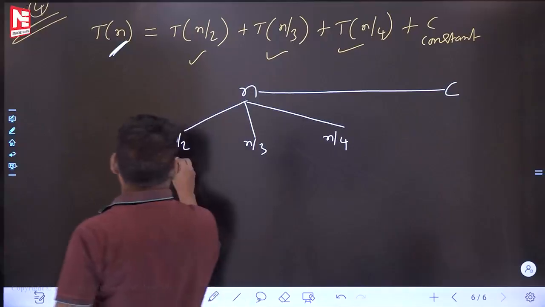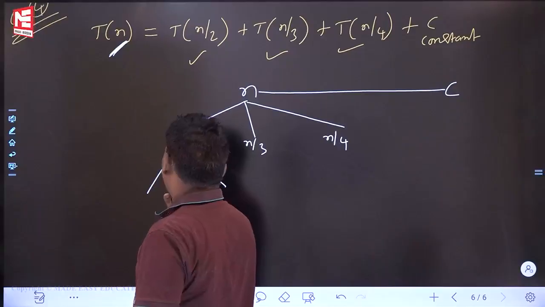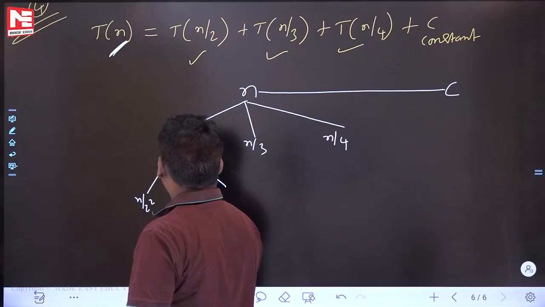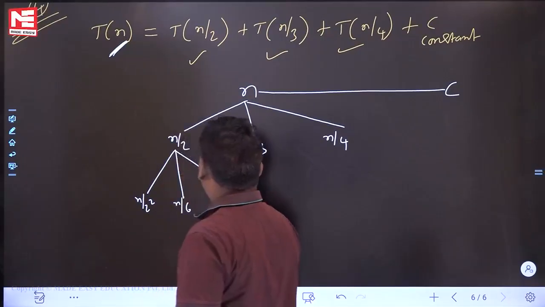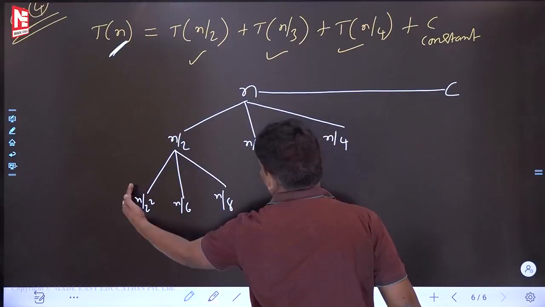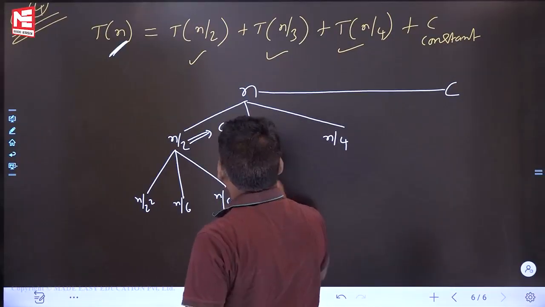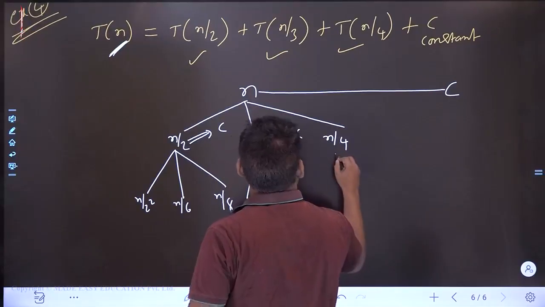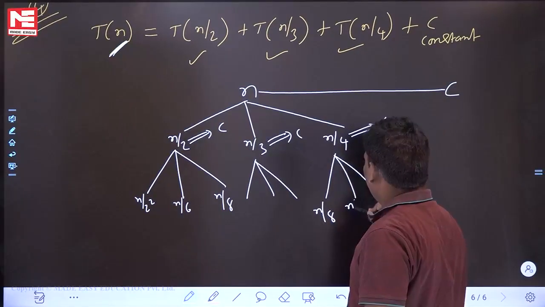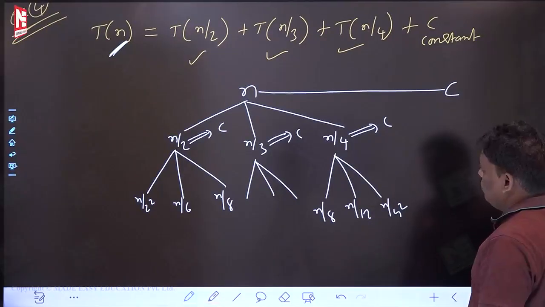Next one, this also again has 3 parts. What is the answer? First 1 by 2, next 1 by 3, next 1 by 4. So n by 2 square, n by 6, and this one n by 8. Whatever is there, 1 by 2 into 1 by 3 into 1 by 4. So this will take c time. Here also same, c. Here also same, c. So if you want, I will write here n by 8, n by 12, n by 4 square.